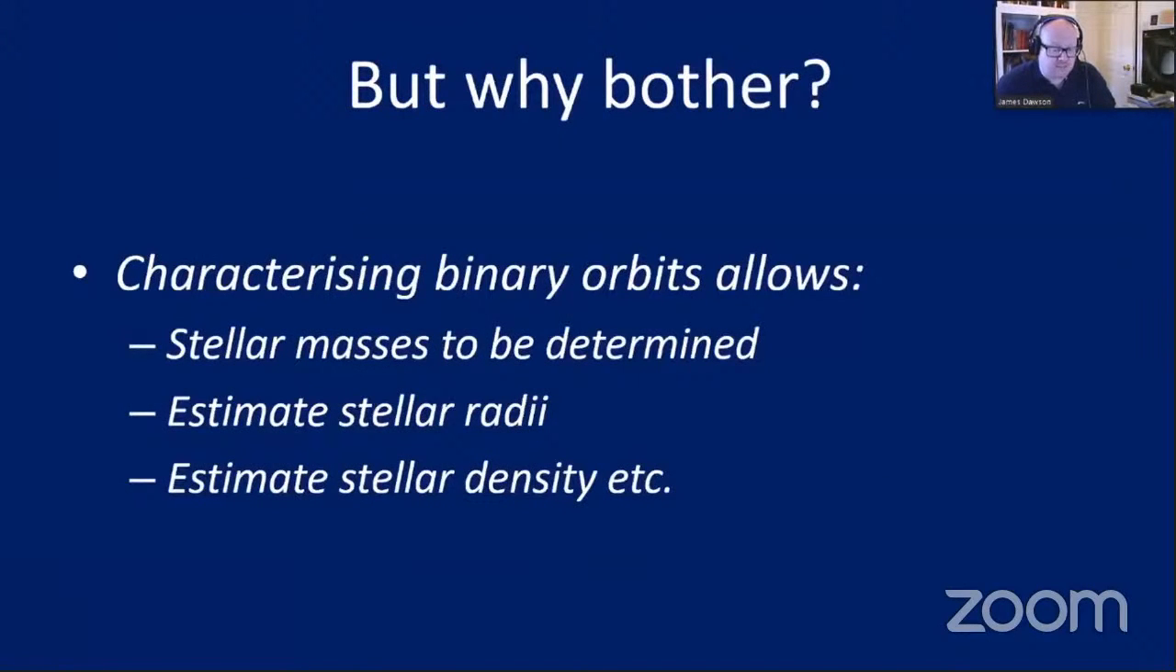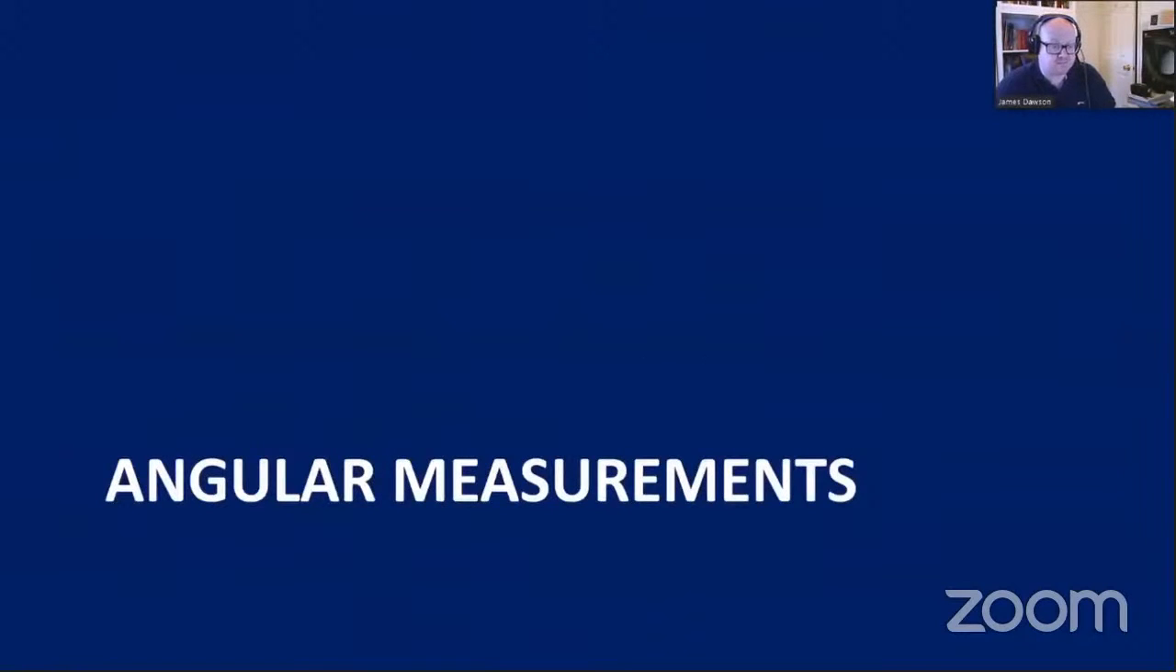Well, in fact, characterizing the orbits of these binary systems is very useful. It allows people to calculate stellar masses and also make predictions of the radii and the density of these stars. So with a lot of areas of amateur astronomy, the amateur is still contributing very valuable information.